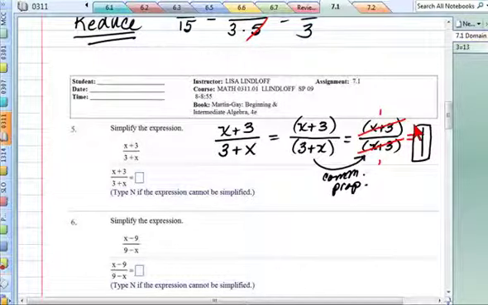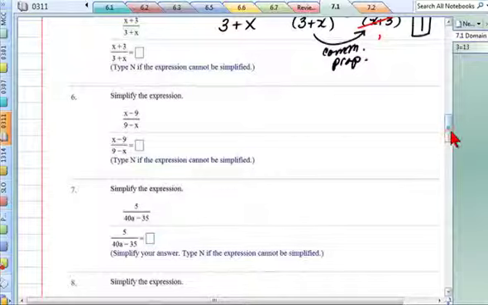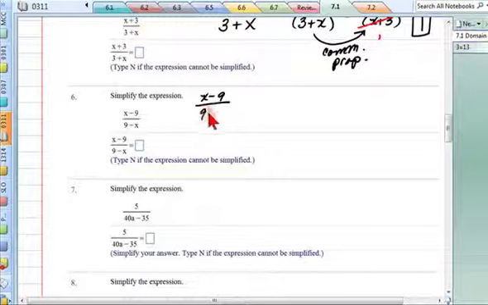All right, what you were actually supposed to notice from this entire problem was that x plus 3 and 3 plus x are the same factor, which takes us to number 2. All right, it's not number 2, I'm sorry, it's number 6. It says simplify the expression, and it starts out with x minus 9 over 9 minus x.